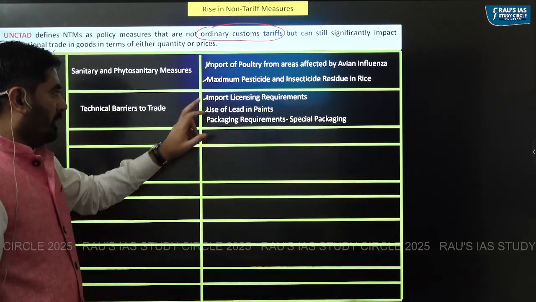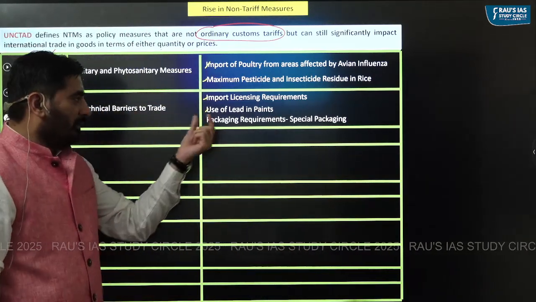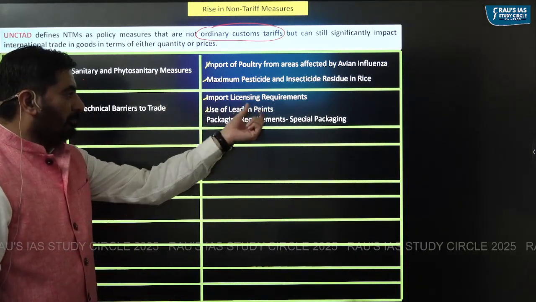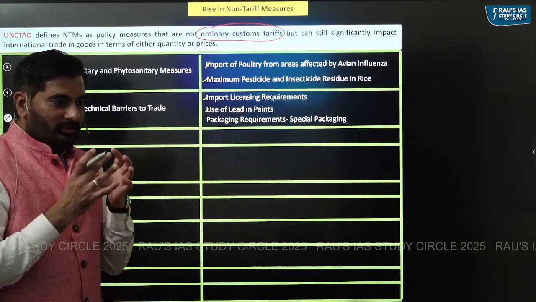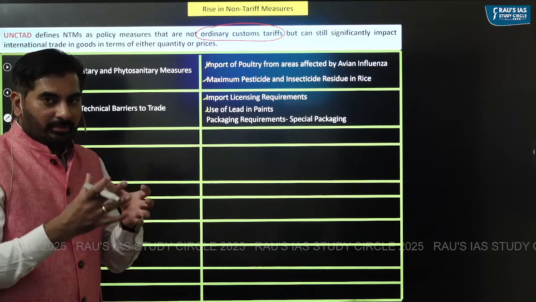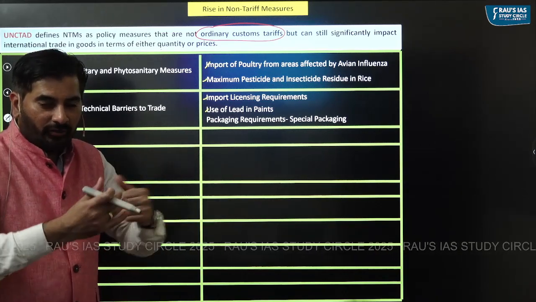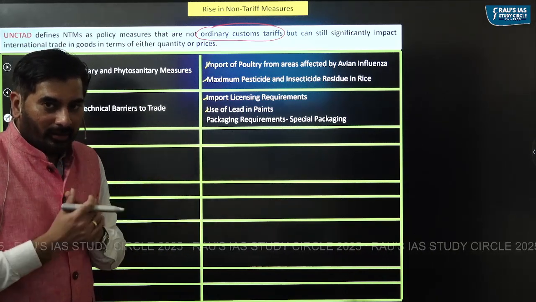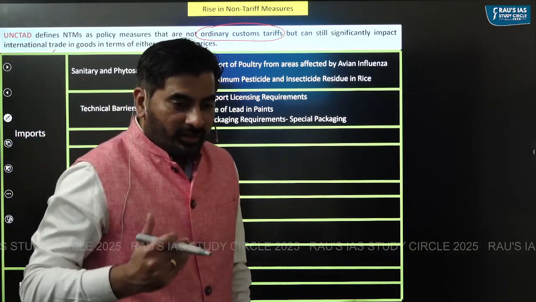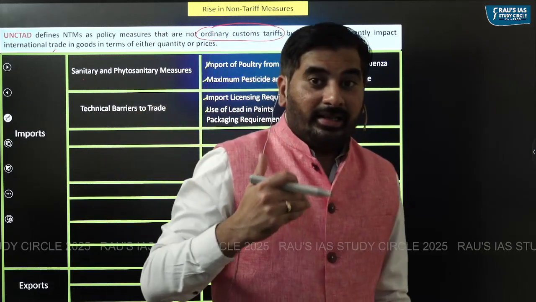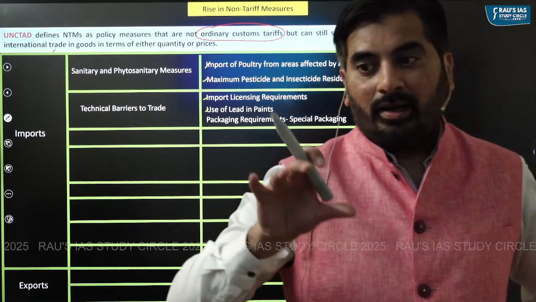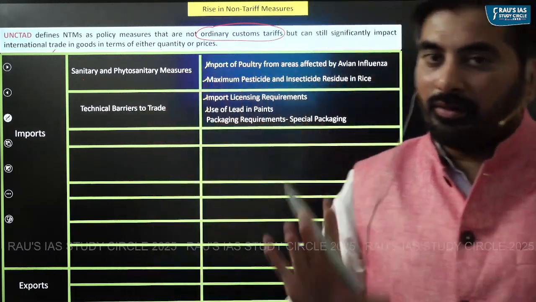Same way, we can say that lead should not be used in paints, or we can put a different packaging requirement. Like with respect to certain special products, we could say that the packaging should be in such a manner that the shelf life of the product should be higher. So this becomes a technical barrier. Here, certain technical requirements which are laid on a product are acting like a barrier to trade.